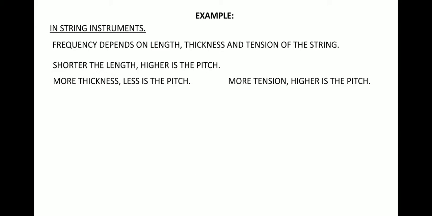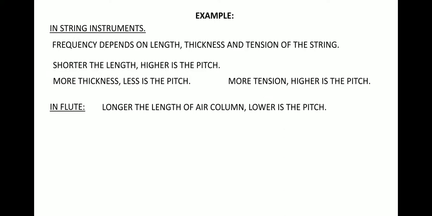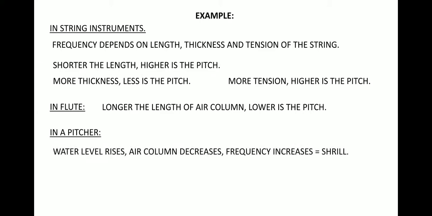Next, in a flute, the longer the length of the air column, the lower the pitch. If the air column increases, then the frequency will decrease, so its pitch will be lower. A pitcher is a vessel where water is kept. When the water level rises, the air column decreases in the pitcher, so its frequency increases, and thus the sound will be shrill.